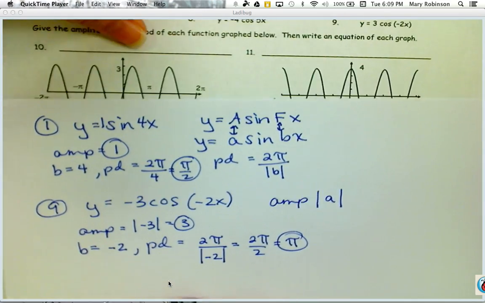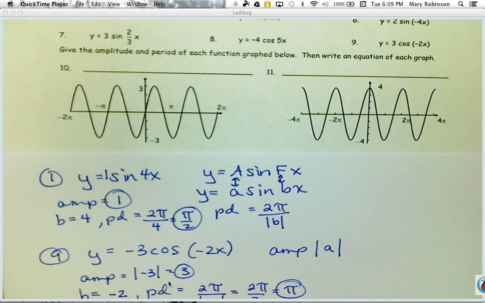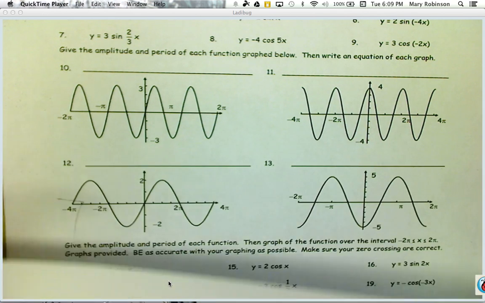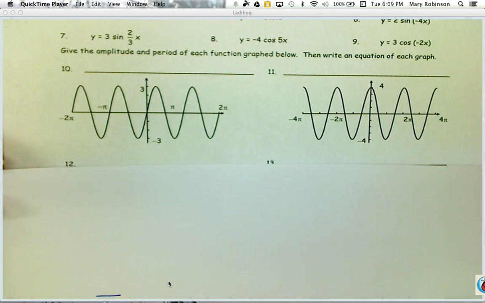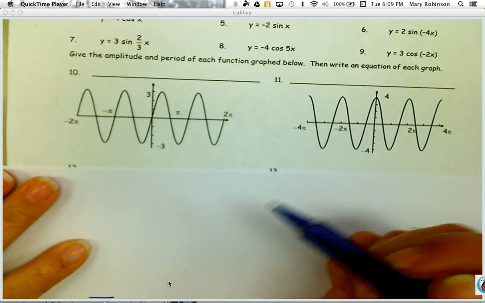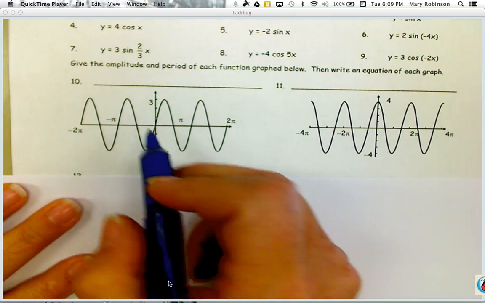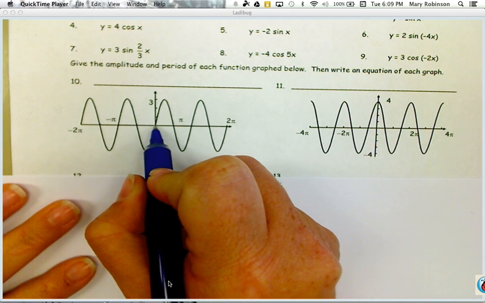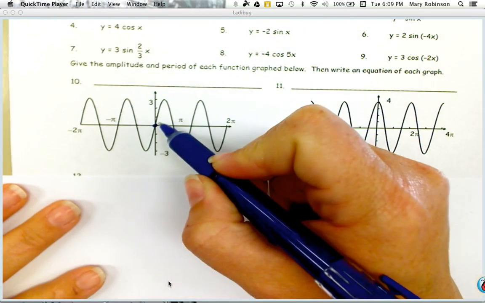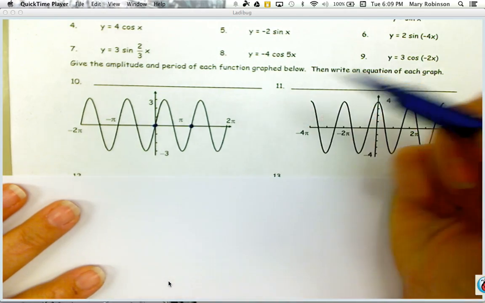Next, I'll go ahead and do 10 for you. It says, give the amplitude and period for each function graph below, then write an equation of each graph. So the first thing you want to do when you look at this is decide, are you going to write it as a sine function or a cosine function? When you look at this one, you can see that it crosses here at the origin, then it goes up, then down, then stops right here.